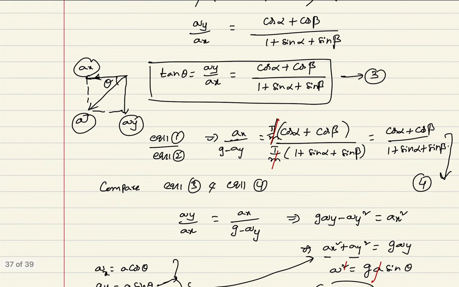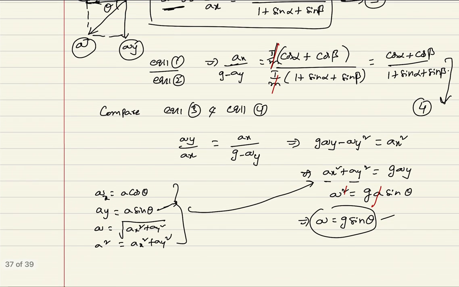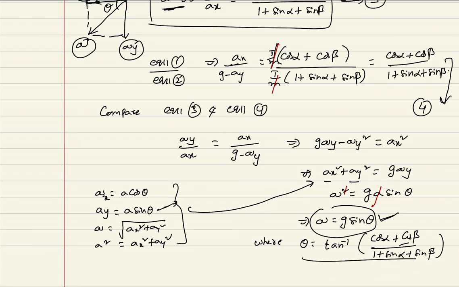And I calculated that tan theta value. From this we can write theta is equal to tan inverse of (cos alpha plus cos beta) whole divided by (1 plus sin alpha plus sin beta). So as per the Pathfinder solution key, whatever they have given is a is equal to g sin theta, where theta is equal to tan inverse of (cos alpha plus cos beta) whole divided by (1 plus sin alpha plus sin beta). So this is a very nice question.